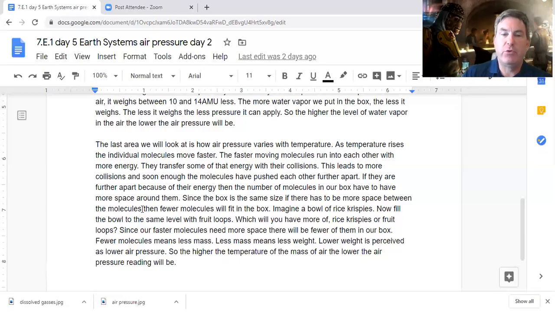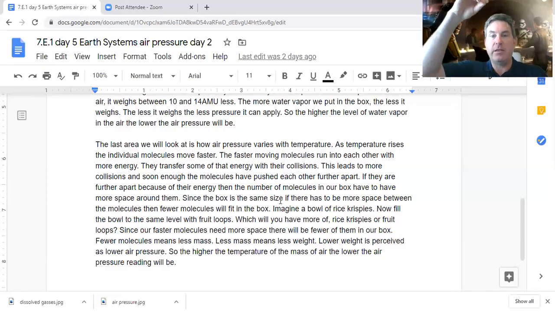Soon enough, as you keep jacking up the temperature, these molecules are running into each other with enough energy that they push each other further apart. So in a cold gas, the molecules are all down here like this. And as you raise the temperature of the gas, the molecules are further apart as they're moving around. There's more space in between them.